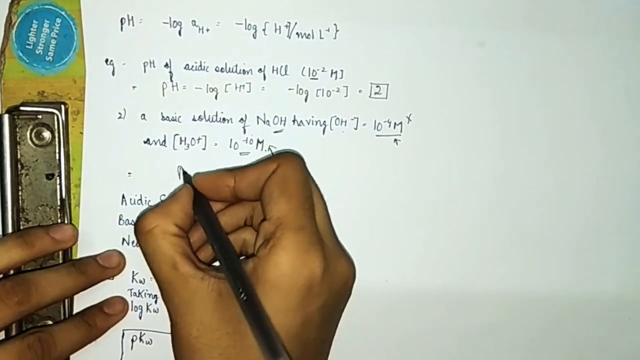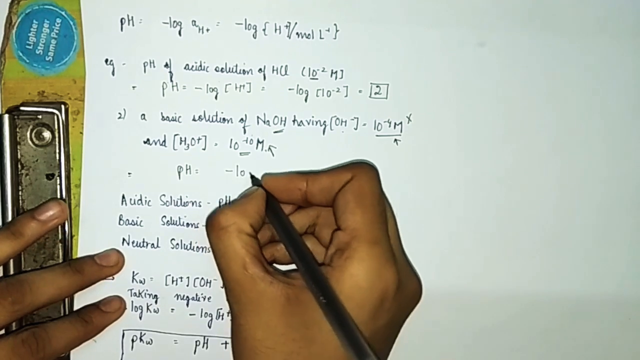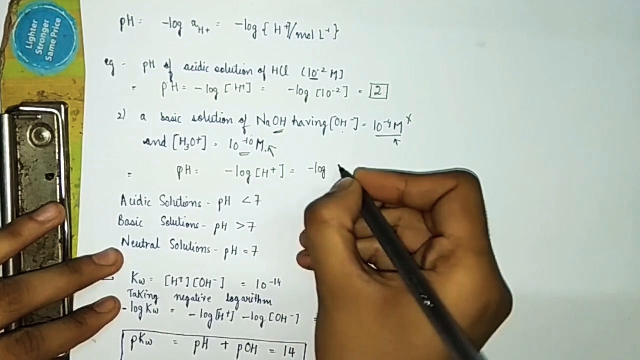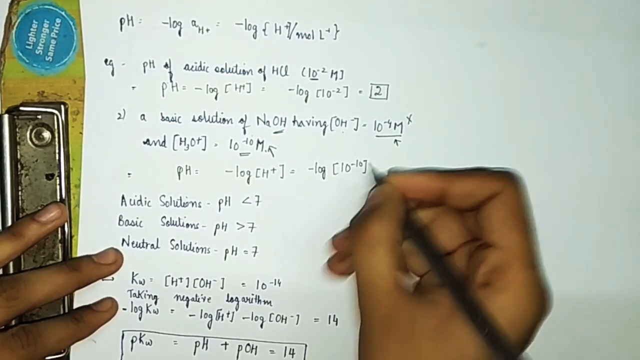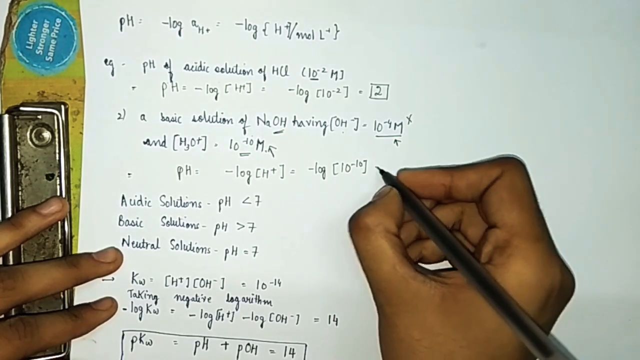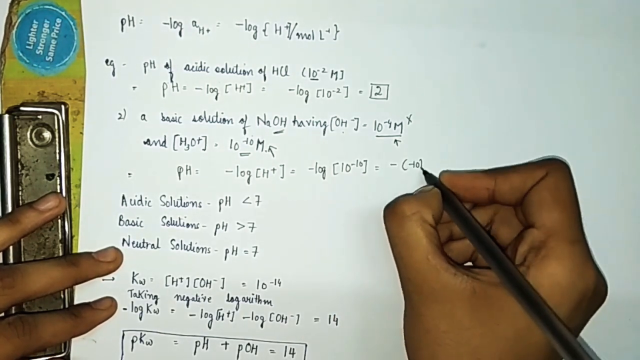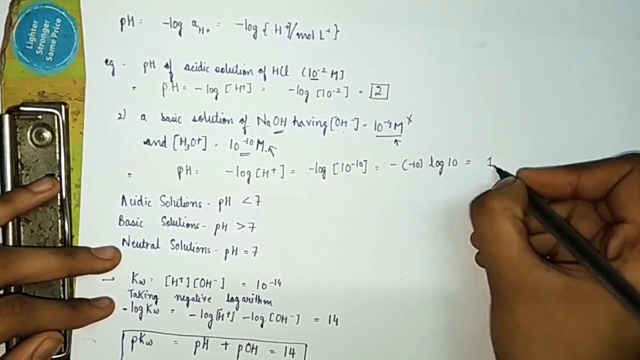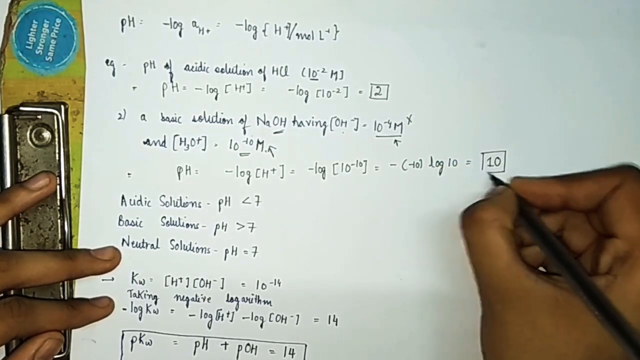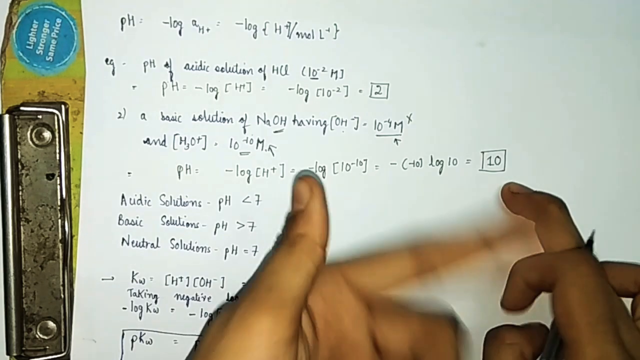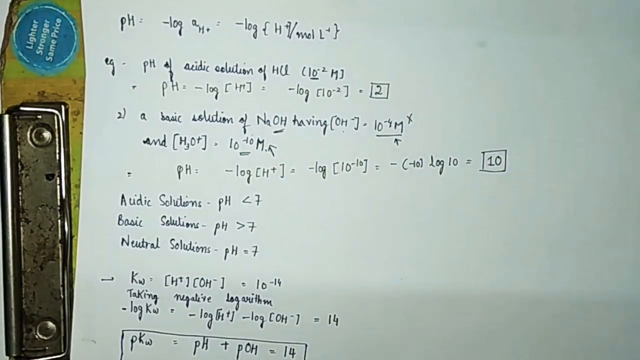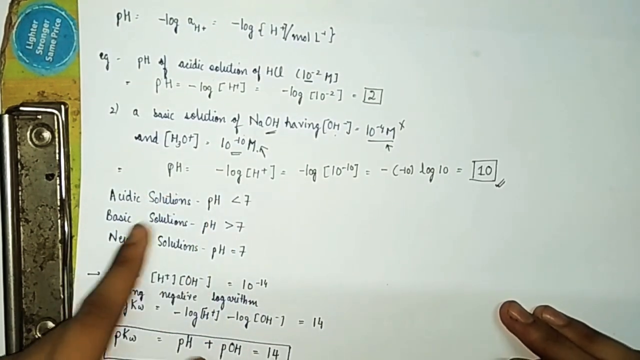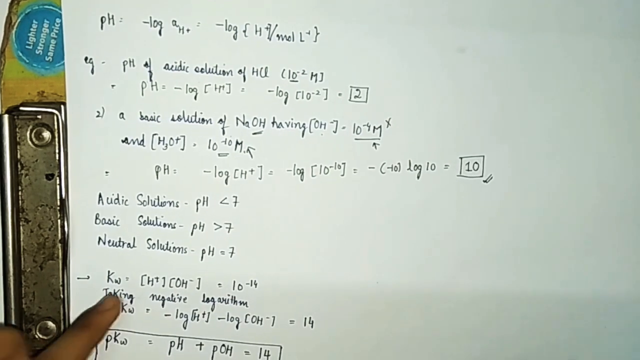So for calculating pH, we have minus log of H plus, which becomes equal to minus log of 10 raised to the minus 10. The log will bring the power in front and it becomes minus of minus 10 log 10. Since the log 10 value is 1, the answer comes out to be minus minus plus, 10. So this is the pH of a basic solution. Quite true, because basic solutions have a pH greater than 7. So this is again the acidic solution pH, basic solution and neutral solution, which I have told you.